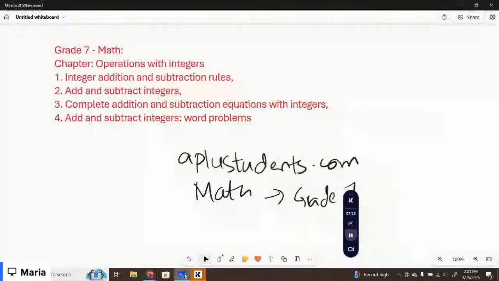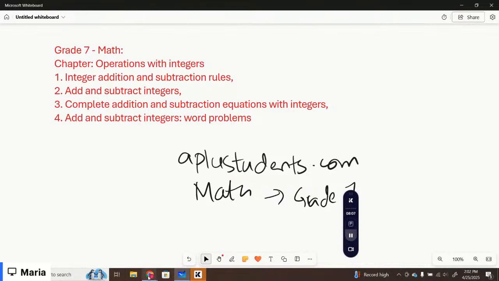We're going to start with the chapter operations with integers. The lessons we are going to cover today are integer addition and subtraction rules, add and subtract integers, complete addition and subtraction with integers, and add and subtract integers word problems. So please make sure you have your notebook and pencil so that you can note down the important examples and definitions as well.